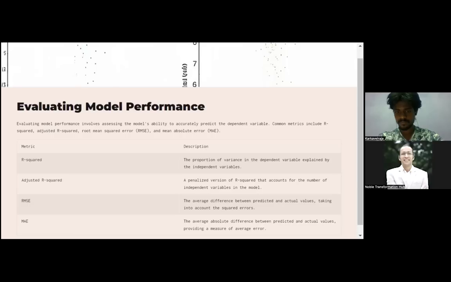If you see adjusted R square, it sees the independent variables in the model. It is a penalized version of R square that accounts for the number of independent variables in the model. So these are different measures which help us to predict the accuracy and performance of the model. We use these techniques to evaluate models.